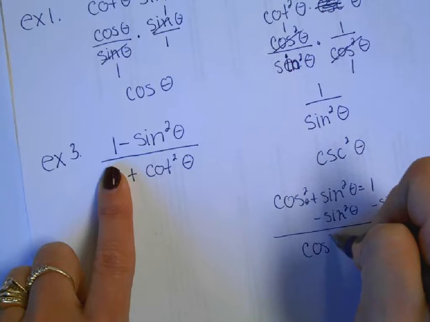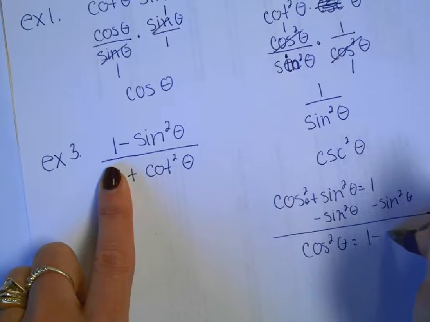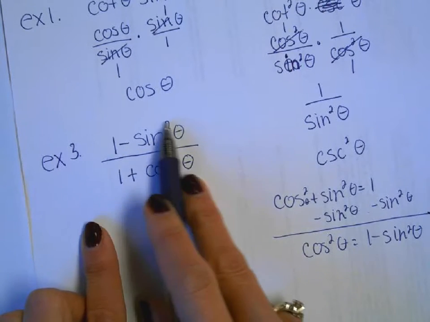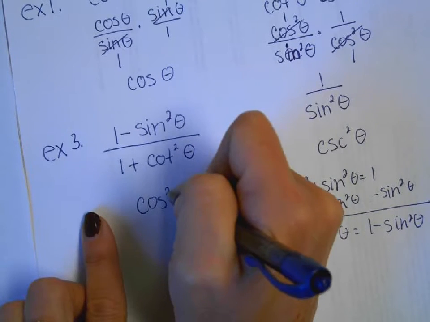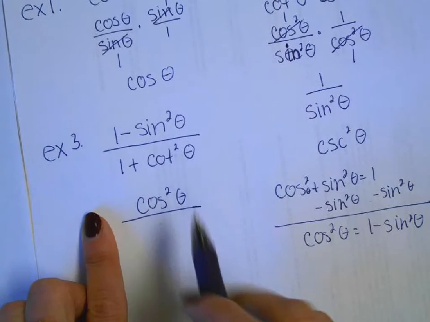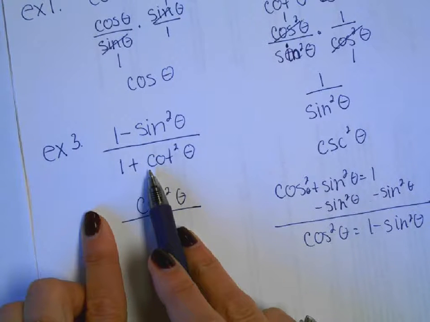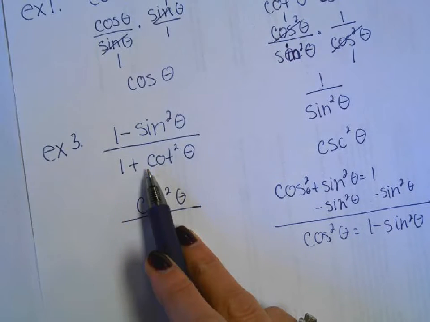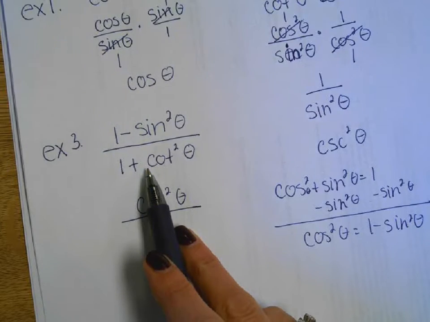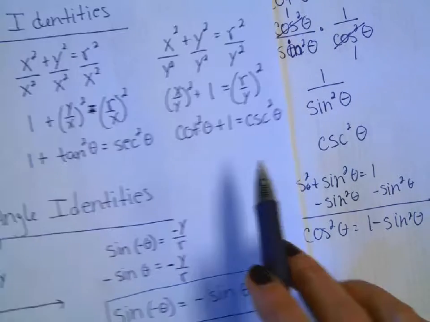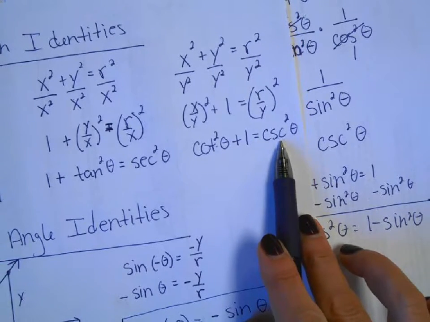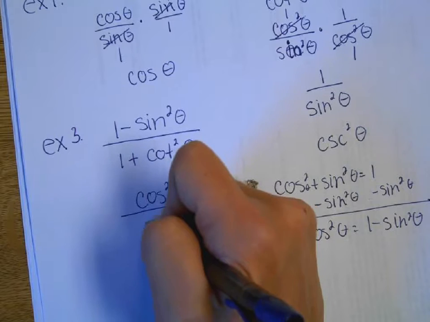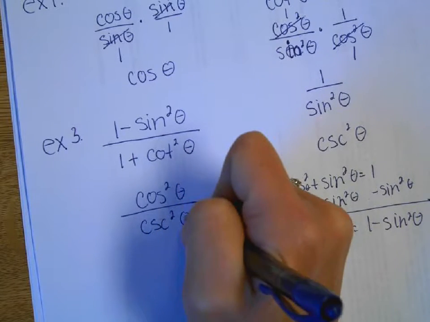So that means cosine squared equals 1 minus sine squared. So what I'm allowed to do now is rewrite the numerator as cosine squared. Okay, how about 1 plus cotangent squared? That looks Pythagorean-like. Here I've got cotangent squared plus 1. That's the same thing. That equals cosecant squared. So the bottom is cosecant squared.